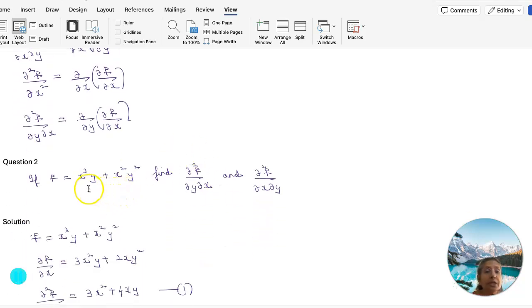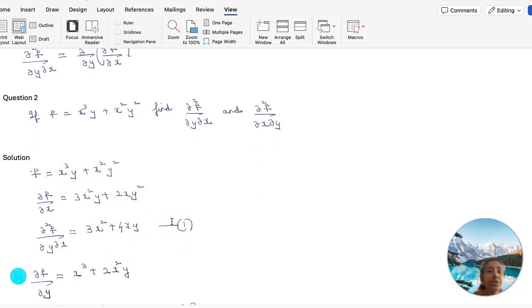Question 2. If z equal to x cubed y plus x squared y squared, find del 2 f by del y del x. That's the first part. So first calculate del f by del x, that would be 3x squared y plus 2xy squared, keeping y constant. Now calculate del 2 f by del y del x, so keep x constant. So you get 3x squared plus 4xy.